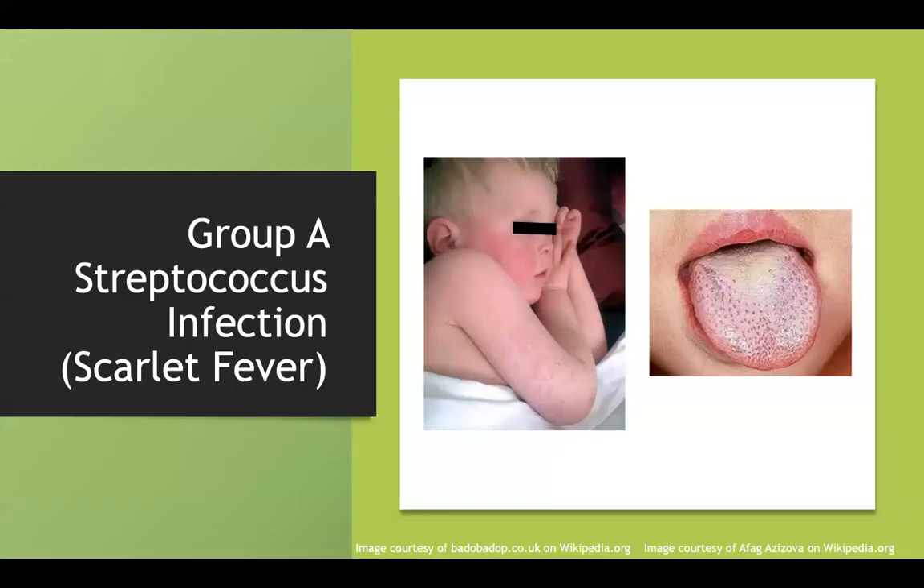Now contrast this with the next presentation. Oh, actually, scratch what I just said. Let's look at what a strawberry tongue looks like. So this is a strawberry tongue. You can see that in group A strep and a couple other disorders. And you can see the sandpaper-like rash, okay?